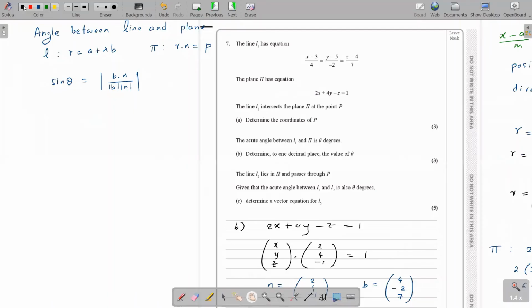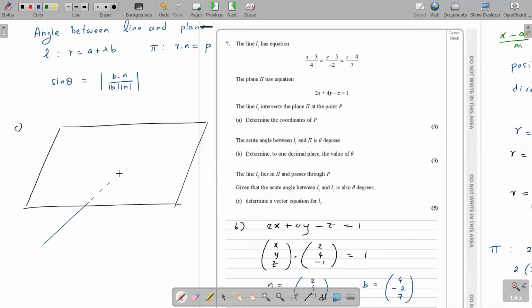I think the best thing is to draw a quick sketch. So this is the plane. Your plane intersects with line 1. Line 1 was somewhere over here, and then it intersects the plane. The angle at which line 1 intersects the plane was theta. So we found the acute angle between line 1 and the plane, theta degrees. Now they say line 2.